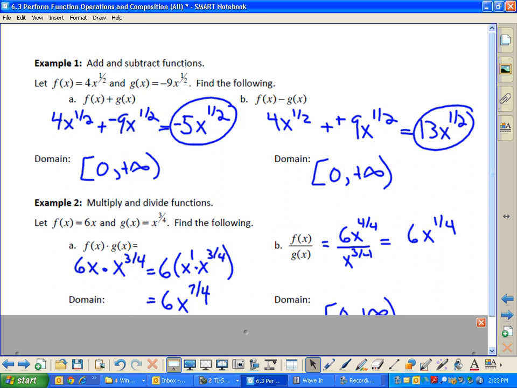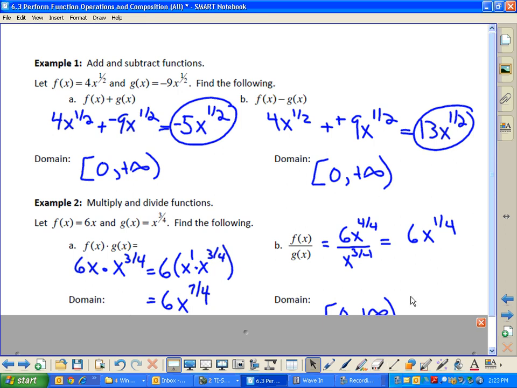And then for part B, we have a ratio of our two functions. You'll see I wrote 6x as 6x to the 4/4, because 4/4 is just the same as 1. So that's the same as 6x to the first.